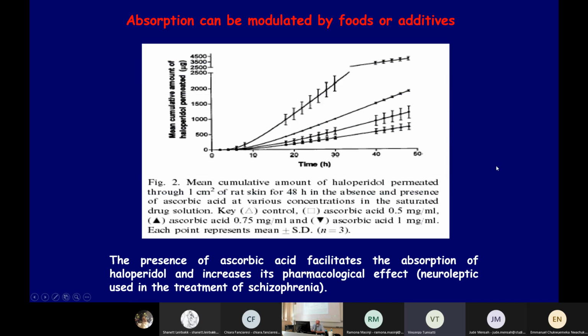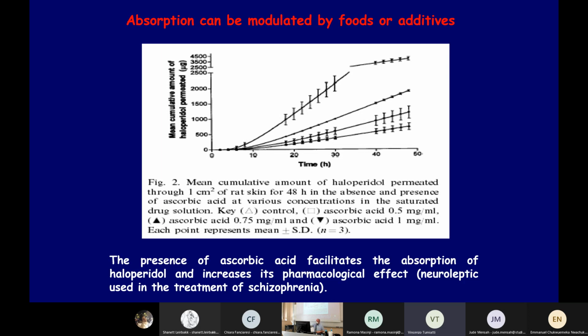As I told you before, the absorption can be modulated by foods, because they can use the same transport system as your drug. But we can also increase the absorption of a drug, for example on the skin, when we apply a cream, by using, for example, ascorbic acid. Ascorbic acid is a natural compound, an acid, able to clean the surface of the skin, and so we can increase the absorption of a specific drug.